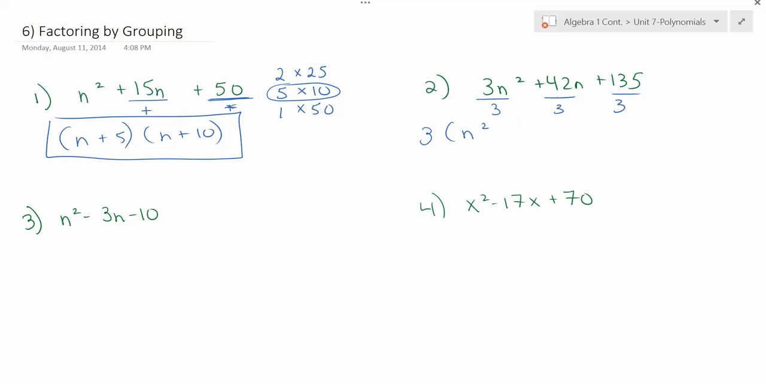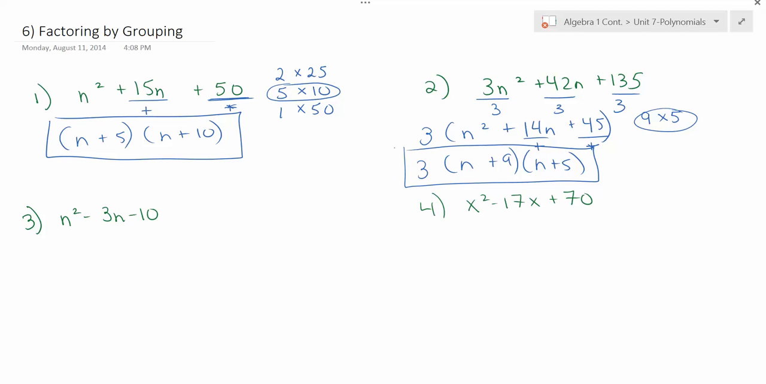So you have 3n squared. 42 divided by 3 is 14n, and then 135 divided by 3 would be 45, I believe. And it's the same process as before. Which numbers multiply to 45 and add to 14? Now, 9 times 5 is 45, and that does add to 14, so that one can work. So it's going to be n plus 9 and n plus 5.